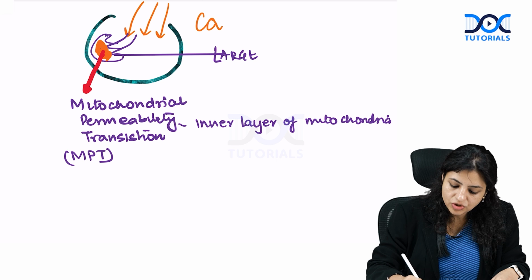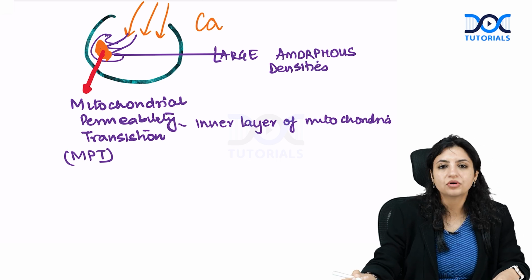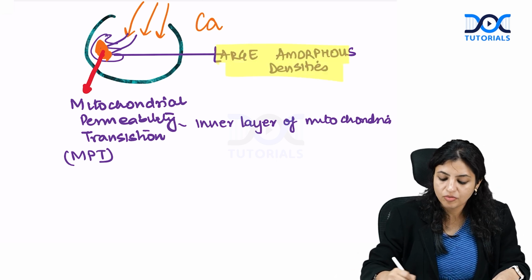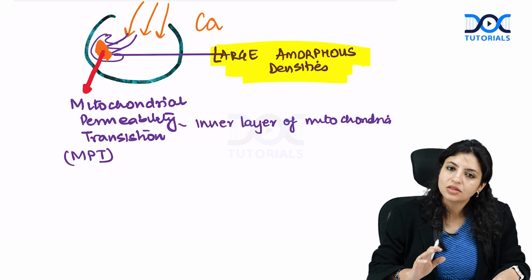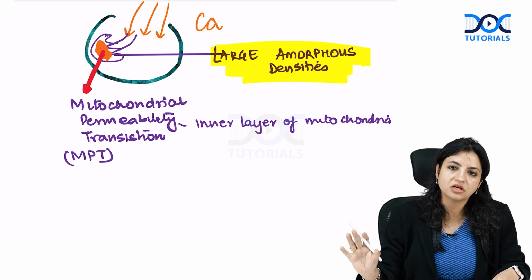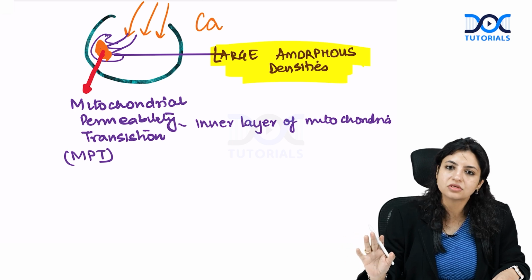So this will lead to formation of large amorphous densities in the mitochondria. Now, this is a very, very important point. Once you see large amorphous densities in the mitochondria, that means there has been mitochondrial dysfunction and this cell is going to die by necrosis.